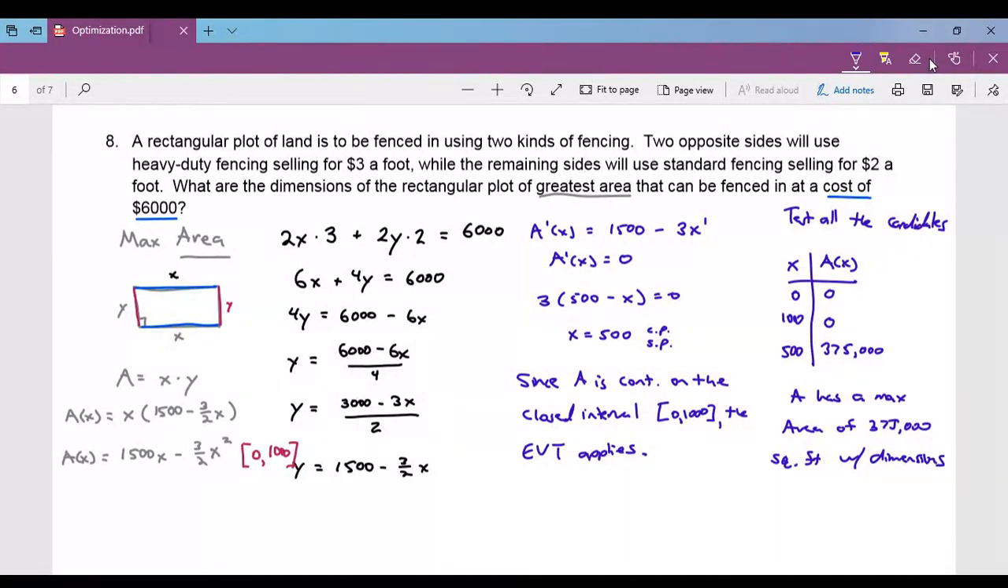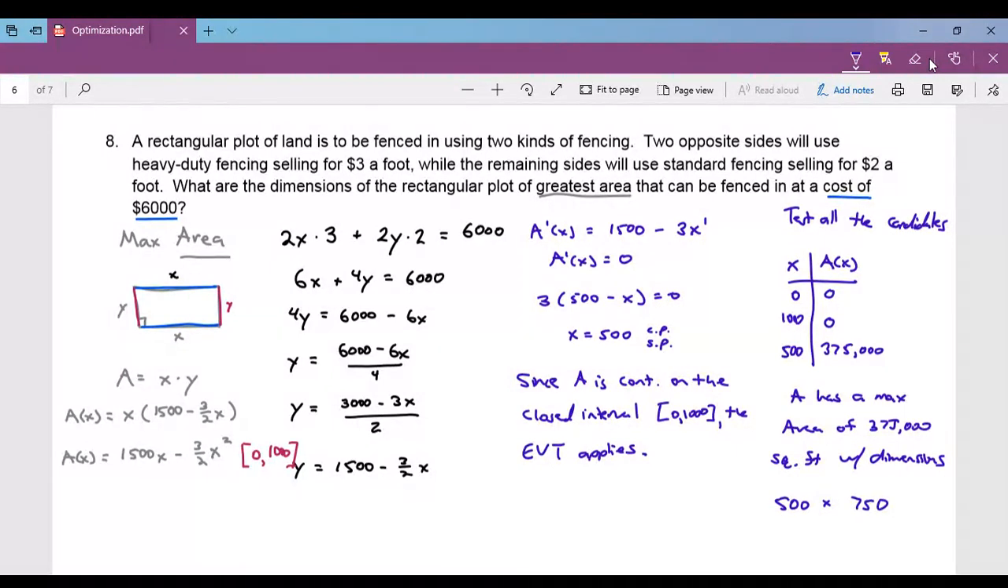All right, and then we'll say with dimensions. So what are the dimensions? Well, it's x by y. So it's going to be 500 by whatever the y dimension is. So again, I have an expression for y. I can just chuck in the 500 there. And if I end up doing that, I will get 750. Okay, so there you go.